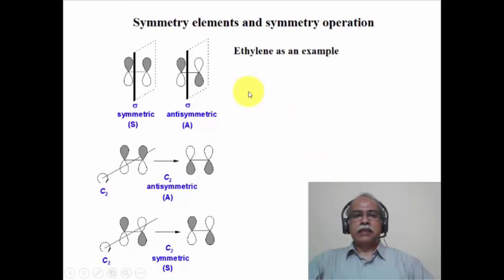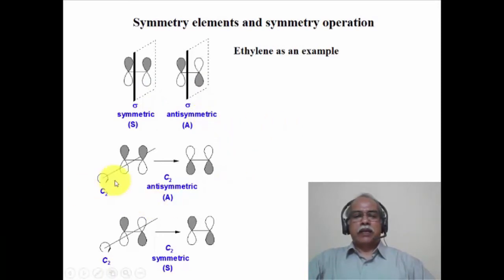So taking ethylene as an example, we are illustrating the mirror symmetry that is present in the pi molecular orbital and the mirror symmetry that is absent in the pi star molecular orbital. So with respect to the mirror symmetry, the pi molecular orbital is symmetric and the pi star molecular orbital is antisymmetric. That is the conclusion we arrive at.